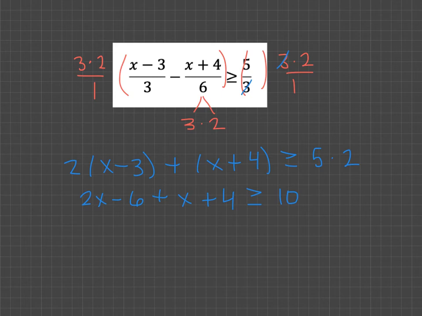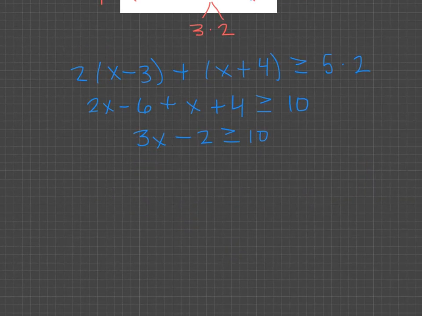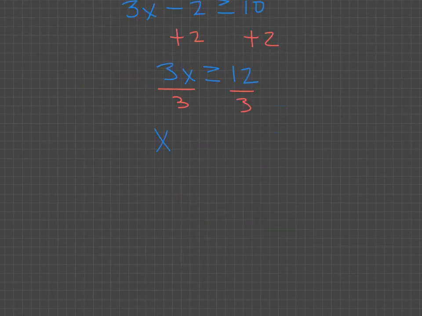2x plus x, we get 3x, and then negative 6 plus 4, we get minus 2, and then that's greater than or equal to 10. Let's add 2 to both sides. We want to get that x by itself, so add 2 to both sides. So we get 3x greater than or equal to 12, and then undo that multiplication by the 3 by dividing. So we get x greater than or equal to 12 divided by 3, which is 4.